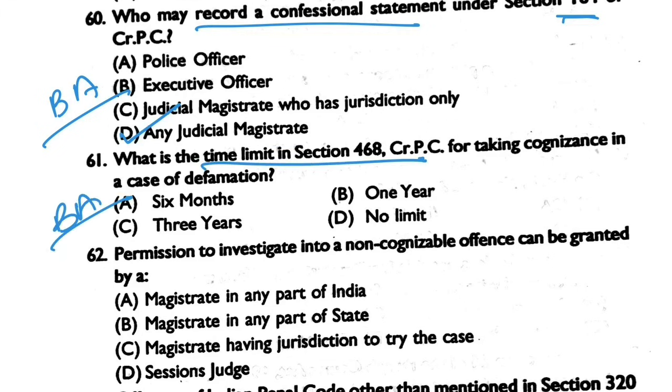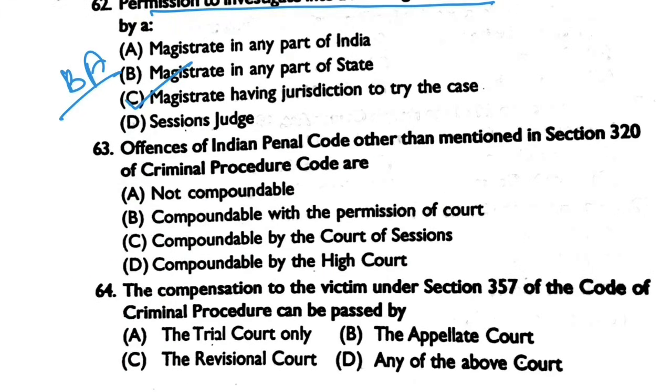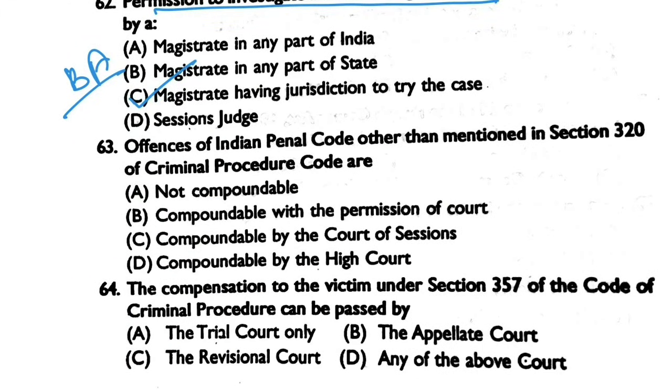Question 61 is what is the time limit in section 468 CRPC for taking cognizance in case of defamation? The time limit is 3 years. Again, Bare Act based question. You've done the Bare Act, you should know it. 62, permission to investigate into non-cognizable offence can be granted by magistrate having jurisdiction to try the case. Bare Act based question again. Nothing too complicated, not too much to apply mind, just you know the Bare Acts, you should be able to answer these.